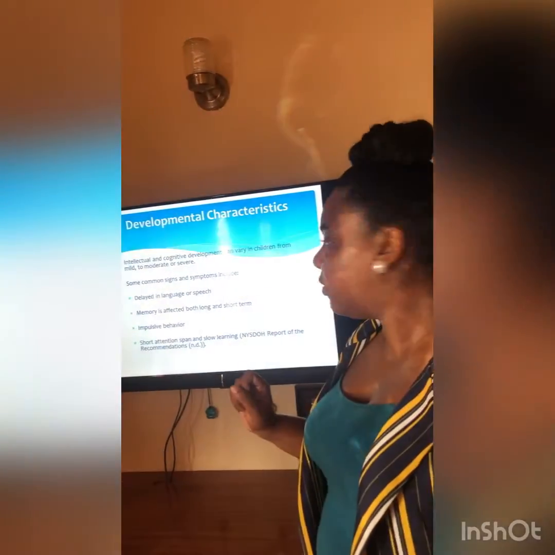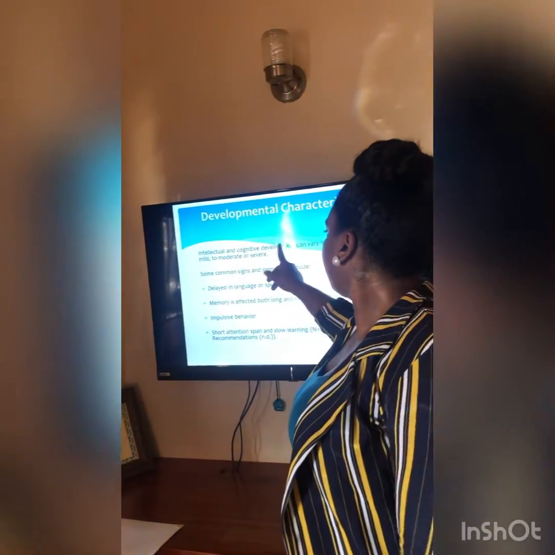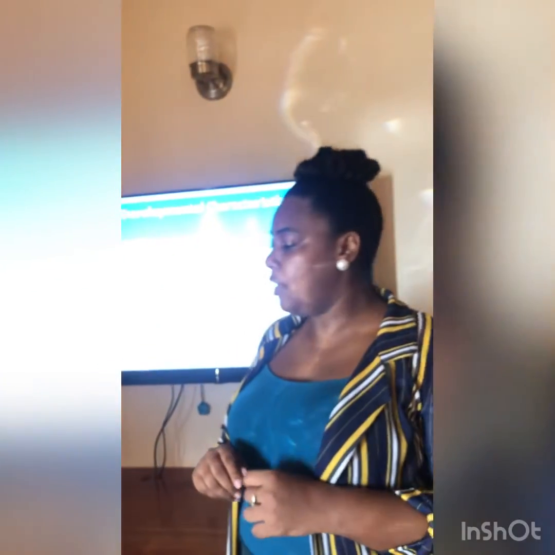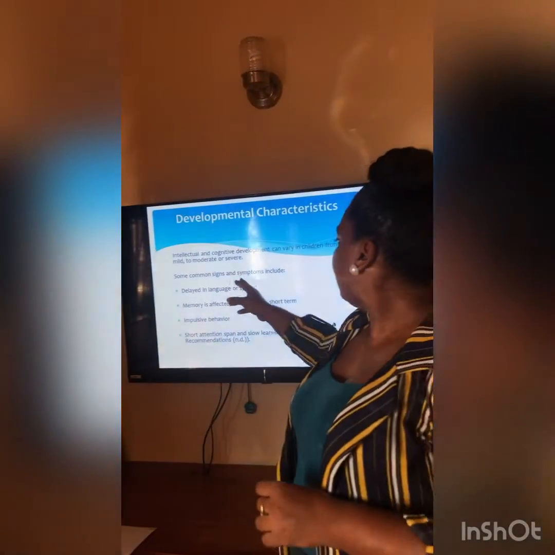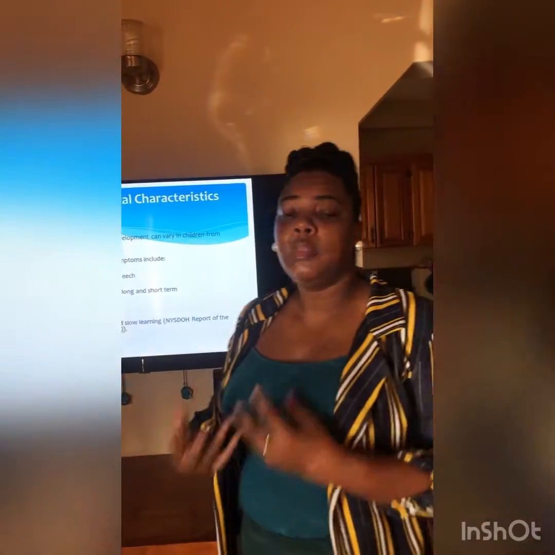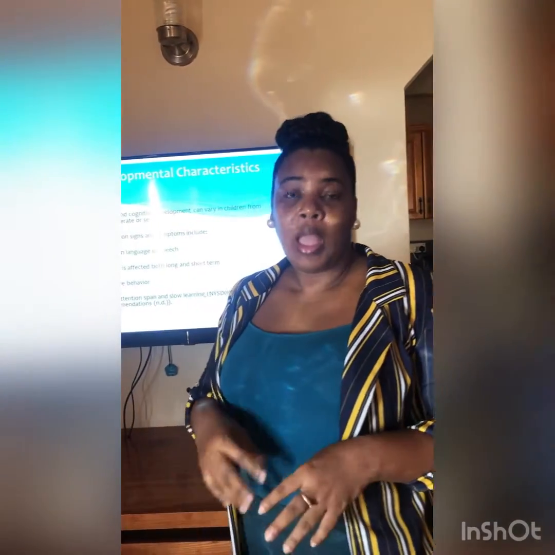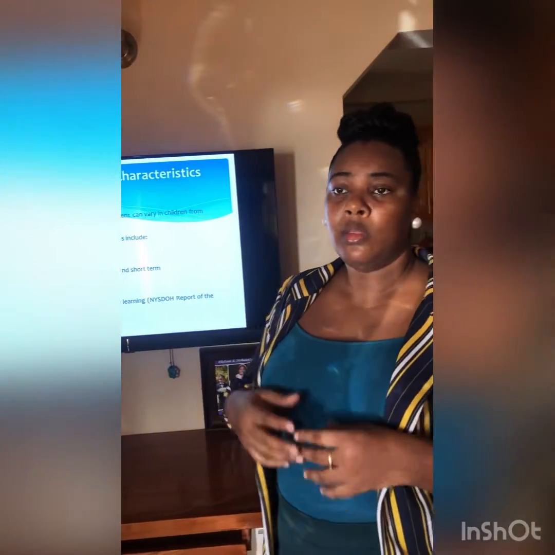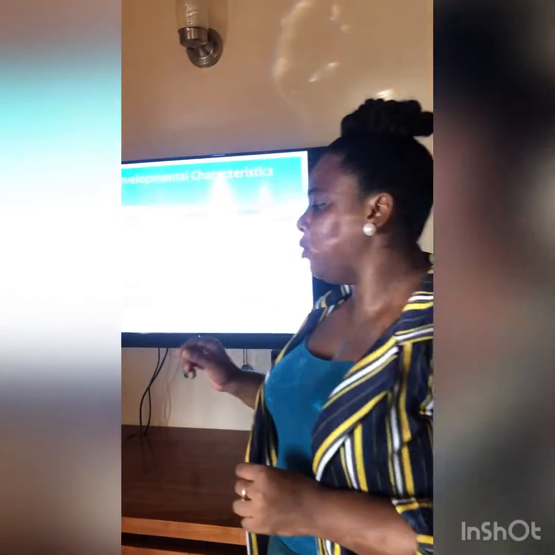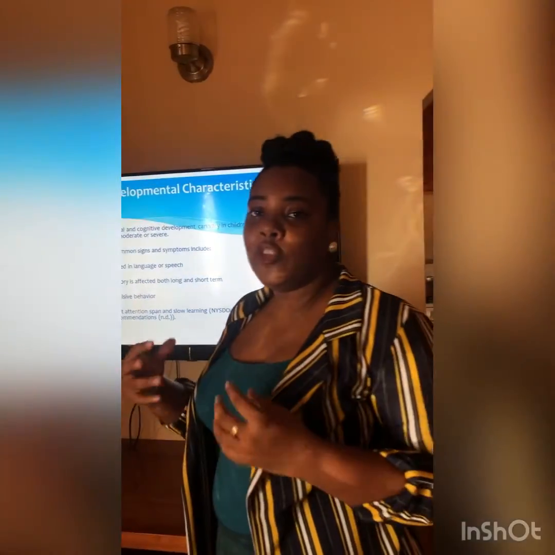Developmental characteristics. Intellectual and cognitive development can vary in children from mild to moderate to severe. Some common signs and symptoms include delay in language or speech. So we may see children with Down syndrome who do not meet the language requirement for their age. Memory is affected. When a child cannot remember, it makes it difficult to receive and pass on information.